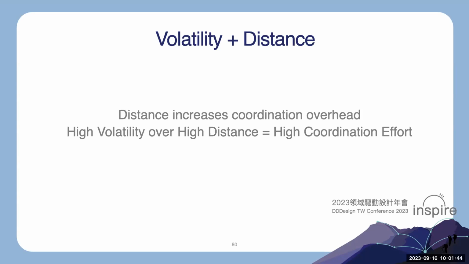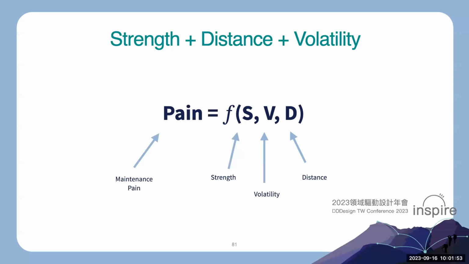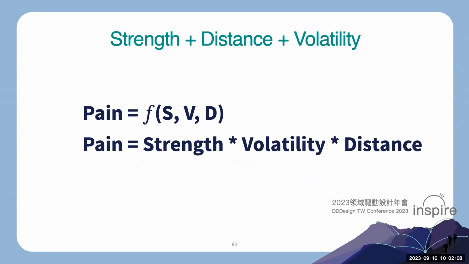If both are high, expect communication overload, frequent communications between distant teams, different parts of the organization. But that's still not the complete picture. To get the whole picture, we need to combine the three dimensions together. And combining them together allows us to estimate the pain we'll have to endure by maintaining that relationship. Now, that pain can be evaluated simply by multiplying the three values. It's integration strength times volatility times distance.